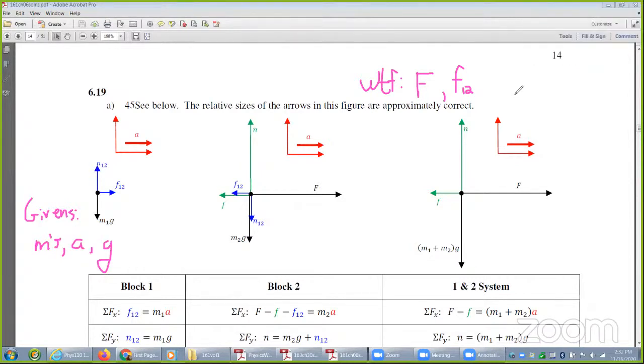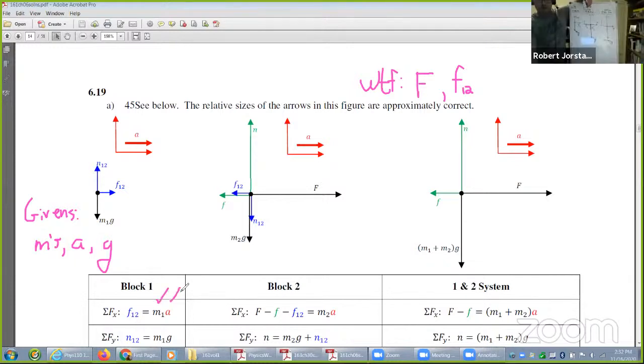Block 1x looks good for the friction. We know the mass. We know the acceleration. We are done, right? Okay, what about F? Capital F. Which set of equations looks like the best to get capital F?